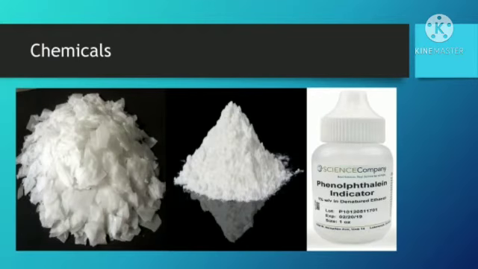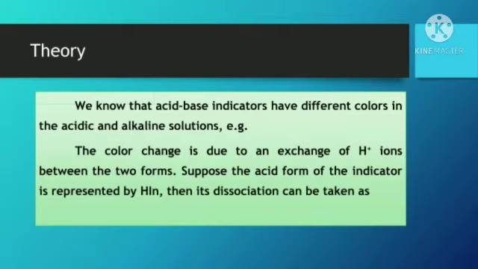This is the image of chemicals. Number 1 NaOH. Number 2 boric acid. Number 3 phenolphthalein indicator. We know that acid base indicators have different colors in the acidic and alkaline solution.